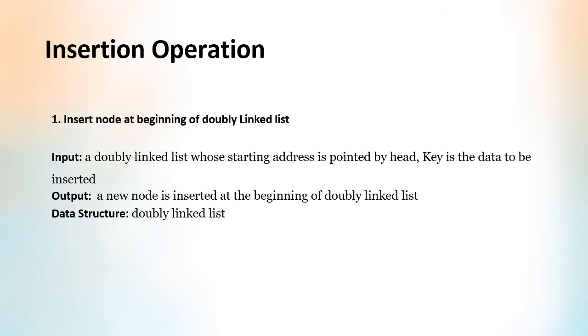First, let us discuss the insertion operation at the beginning of a doubly linked list. Step 1 start. Step 2 creation of a new node. If the creation was not successful, print node is not created. And if the node creation was successful, initialize the values inside the node like this. Previous part is equal to null, data part equal to key, and next part is equal to null.